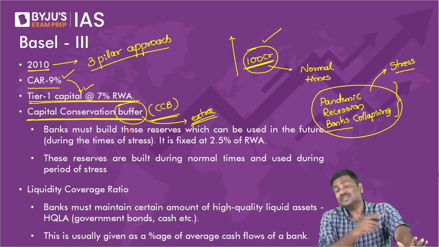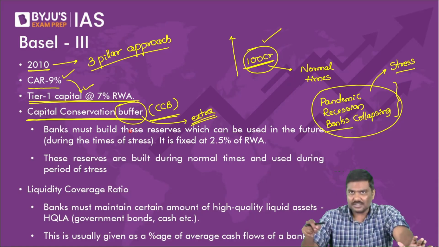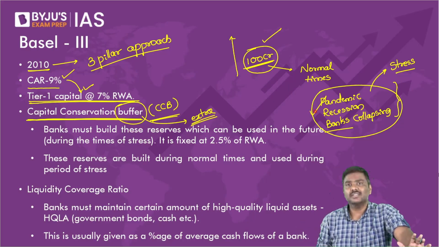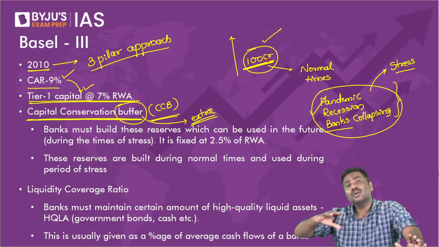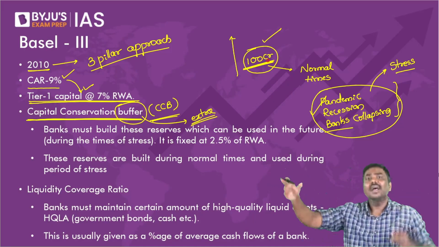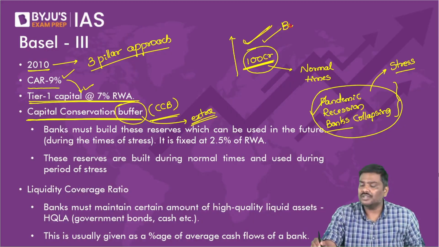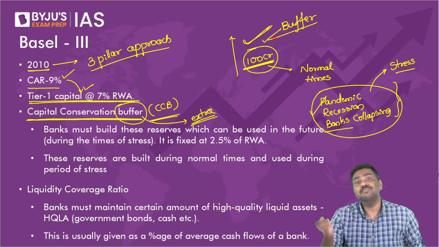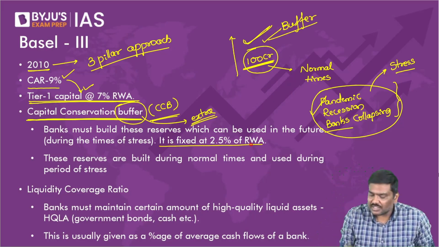And what is the use of the capital conservation buffer? During periods of stress, this amount of capital will not be sufficient because the losses would be higher, and then you start using this additional amount that you have kept aside, that is, the buffer that you have kept aside. Done? How much buffer are you supposed to keep?